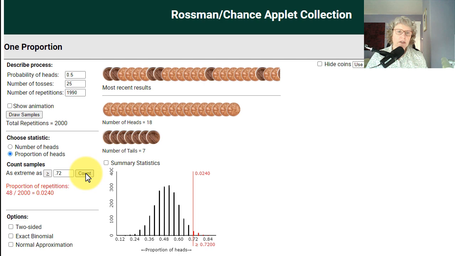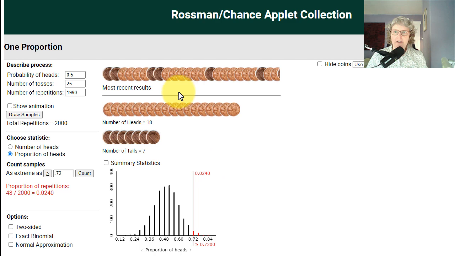And when I click on count, it will tell me, and it'll show me in red right here. So it actually happened 48 times, that 0.72 or more, that we got that. So 48 out of 2,000 is around 2.5%, 0.0240 or 2.4%. Okay, so it's possible, but is it likely that we would get that kind of answer if there was no association between the words and the shapes? Not really. So we often use a guideline of 5%, and this is under this 5%.